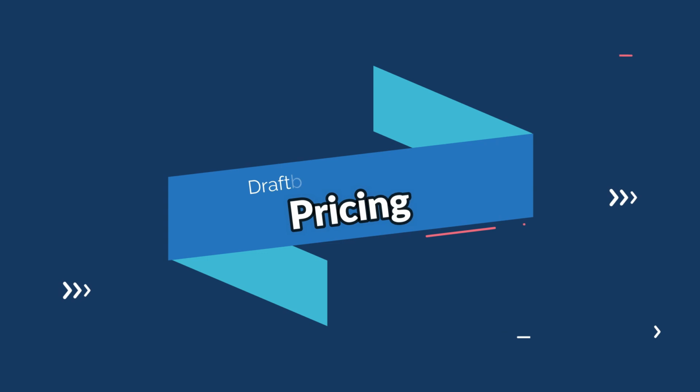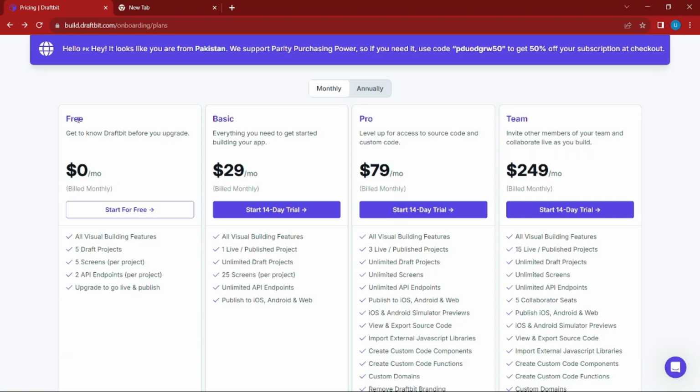All right, so if we talk about the pricing for Draftbit, you'll get lots of options in pricing as well. So we have free, then we have basic, pro, and team, okay? For the free option, you'll get basically the basic features. Then we have the basic, which is $29 per month. You can use a 14-day trial of that as well. You'll have all visual building features, one live publishing project. You can publish one live project in that. You'll have unlimited draft projects, and in Pro, which is $79 per month, you'll get tons of features.